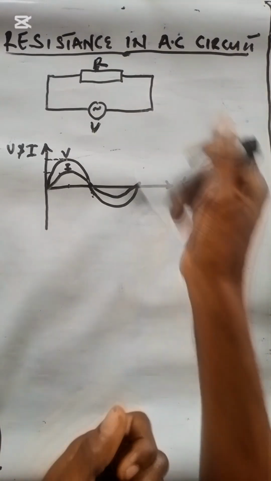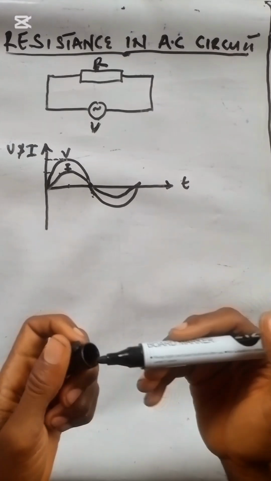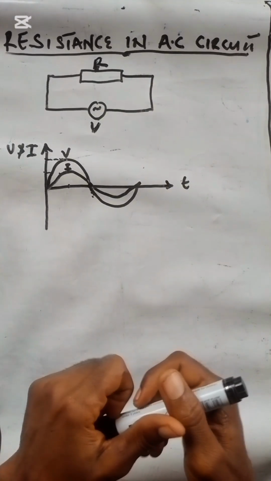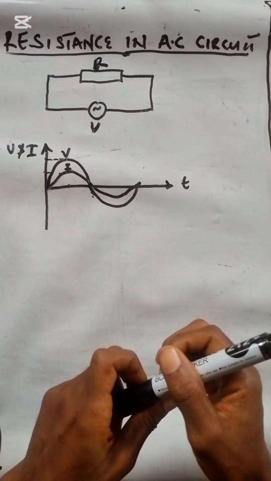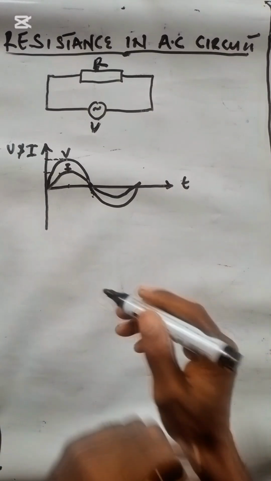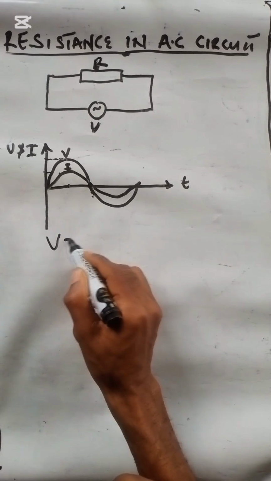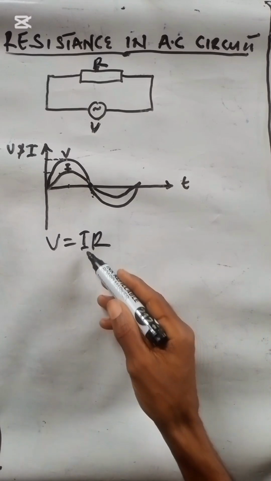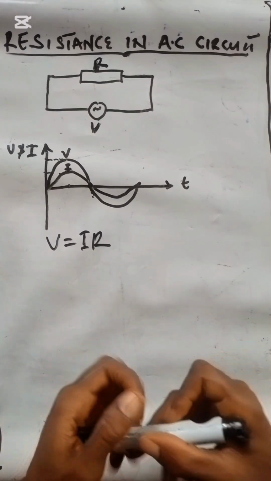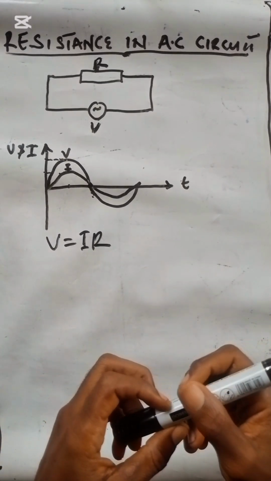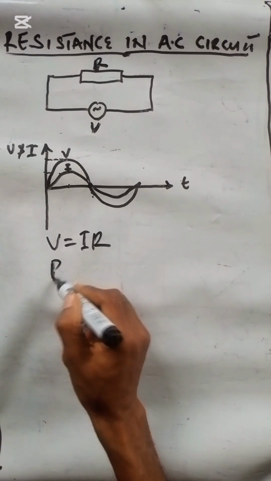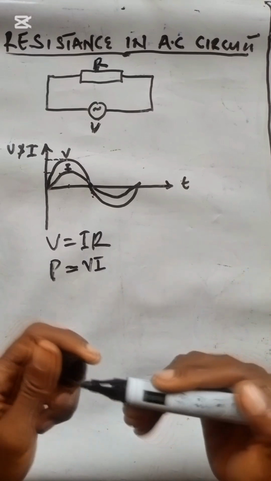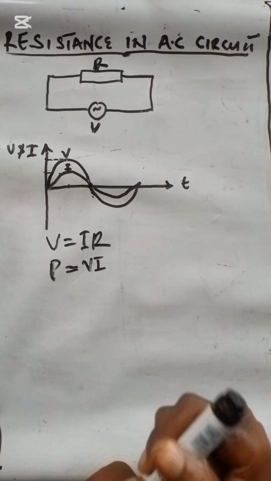So the resistor dissipates energy as heat. That is, the resistor consumes energy. Now from our Ohm's law, we know that V is equal to IR, where V is our voltage, I is our current, and R is the resistance of the resistor. Also, our average power will be equal to voltage multiplied by current. So take note.